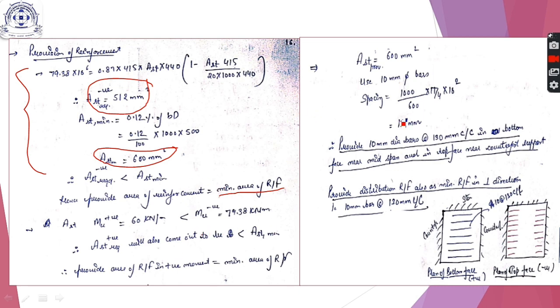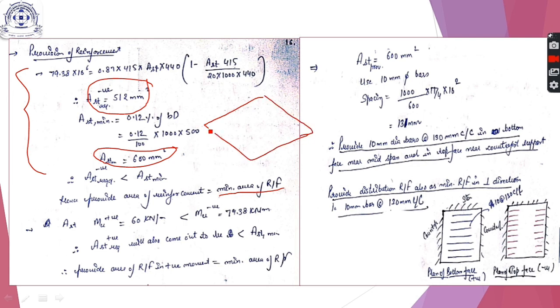We assume the diameter and calculate the spacing. Therefore, provide 10 mm dia bars at 130 mm center to center in the bottom face near the midspan, and in the top face near the counterfort also. I have written both the reinforcements in one line only. So I will draw the diagram here.